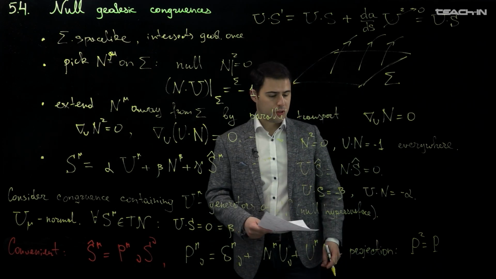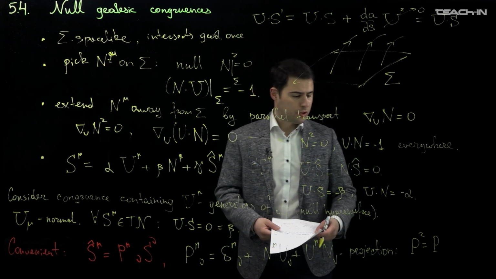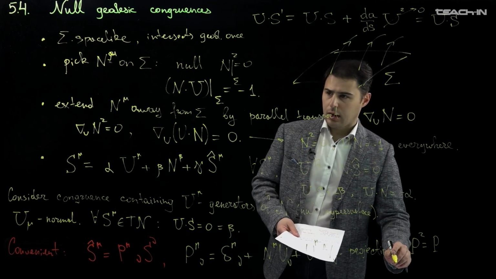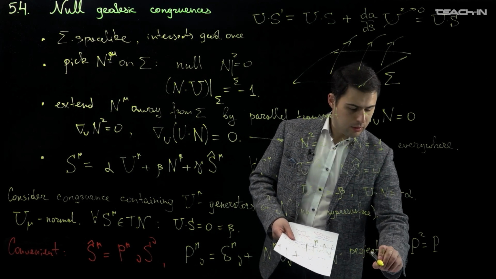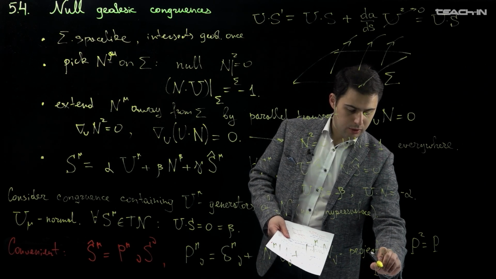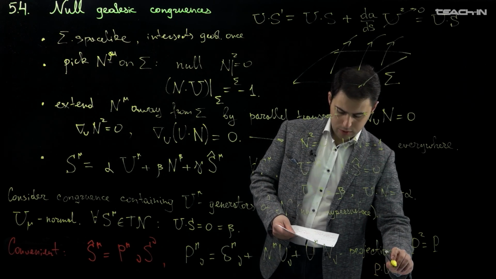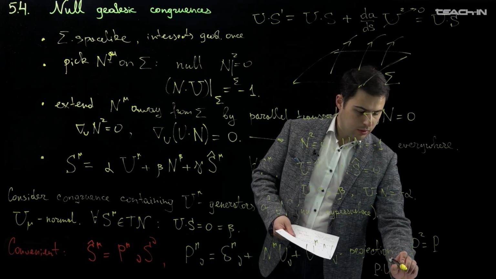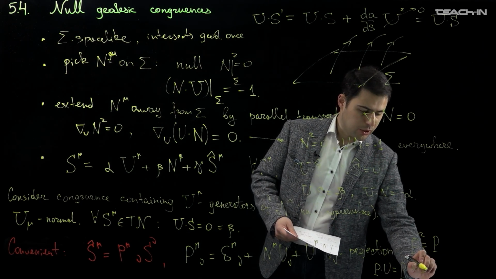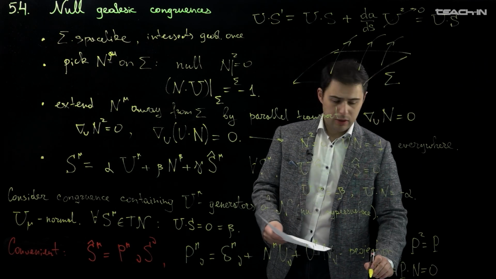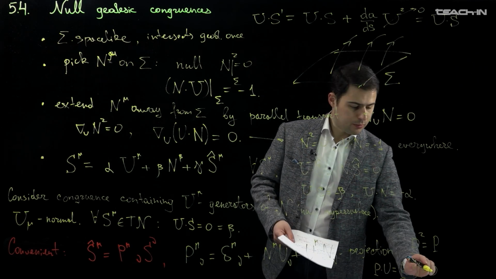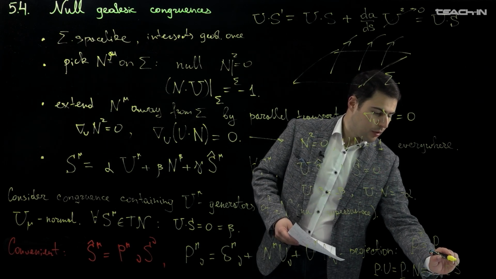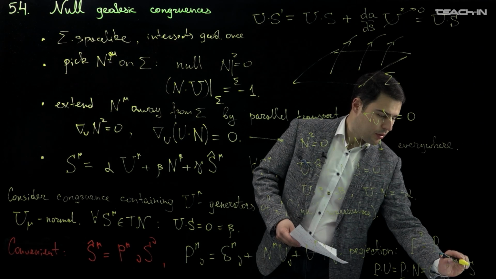So this is the projection, and it satisfies the properties of the projection operator. That is, it squares to itself. And of course, P times U equals P times N equals 0. The action of the projection operator on U and N is 0. And P times S gives us S.